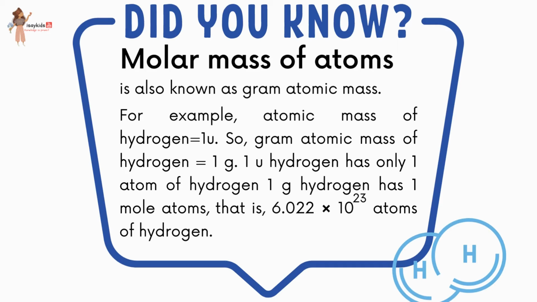For example, atomic mass of hydrogen is 1u. So, gram atomic mass of hydrogen is 1 gram. 1u hydrogen has only 1 atom of hydrogen. 1g hydrogen has 1 mole of atoms, that is 6.022 into 10 raised to the power 23 atoms of hydrogen.